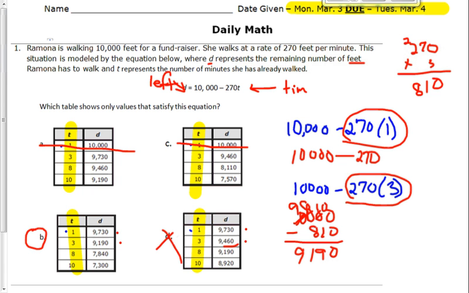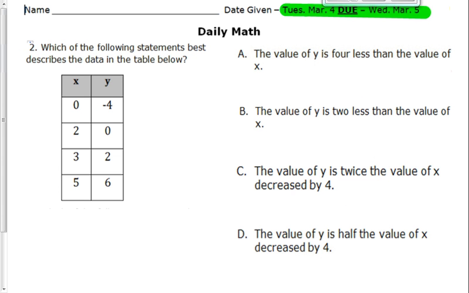Okay, Tuesday. Which of the following statements best describes the data in the table below? Guys, this is where we struggle a lot. If you look at every answer choice, it starts out the same. Let me grab my highlighter for a second. It says the value of y, the value of y, the value of y, and the value of y.